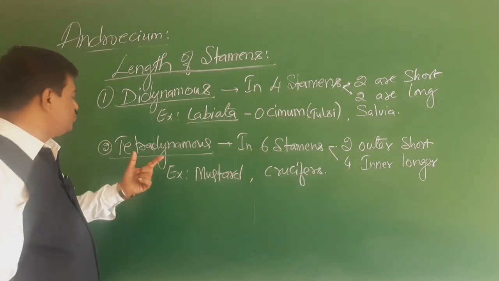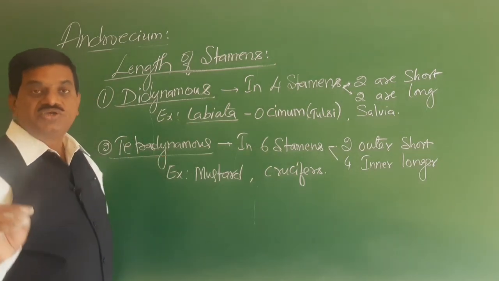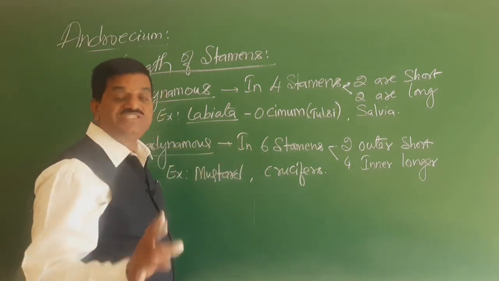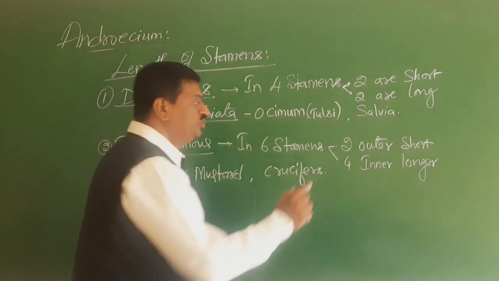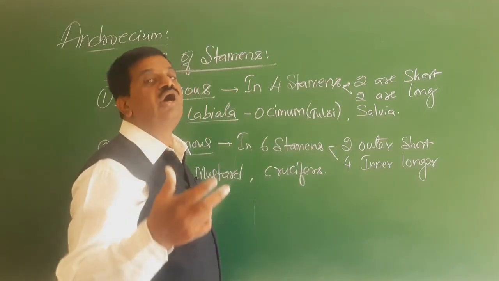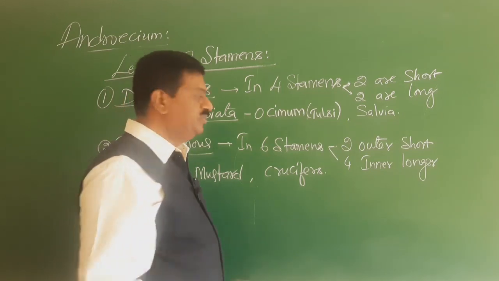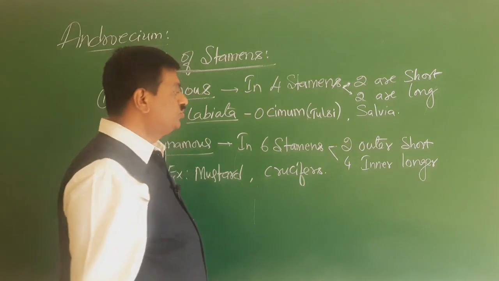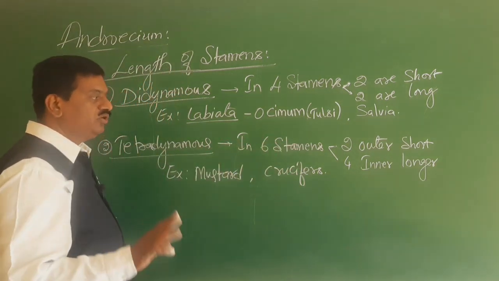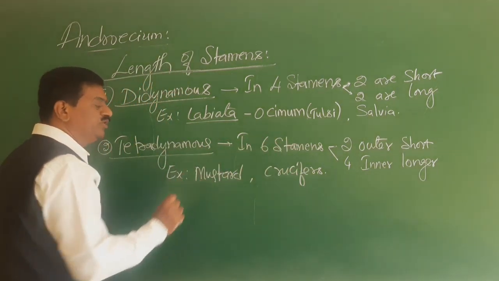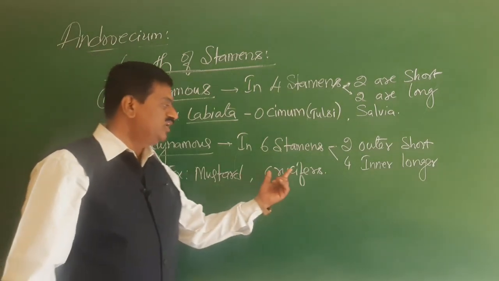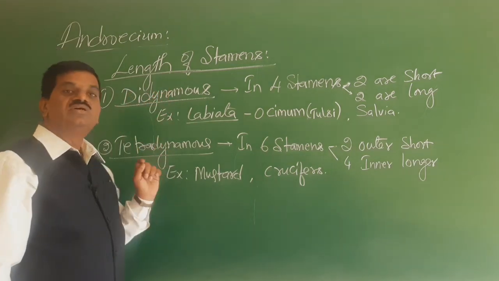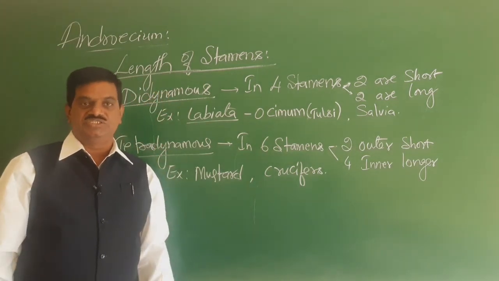When we go for the next one, called tetradynamous condition, there are 6 stamens. In 6 stamens, 2 stamens which are outer will be short and 4 stamens which are inner will be longer. So out of 6, 2 will be short, 4 will be longer. This can be noticed in mustard as well as in crucifers. So based on the length, there are 2 conditions: didynamous and tetradynamous.